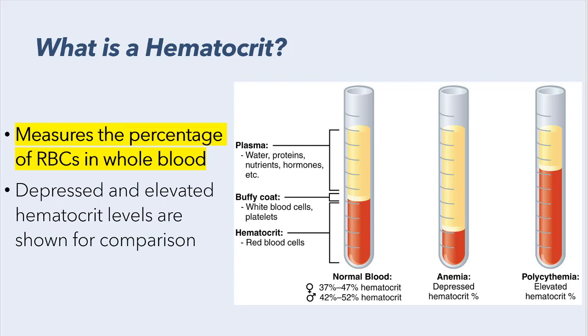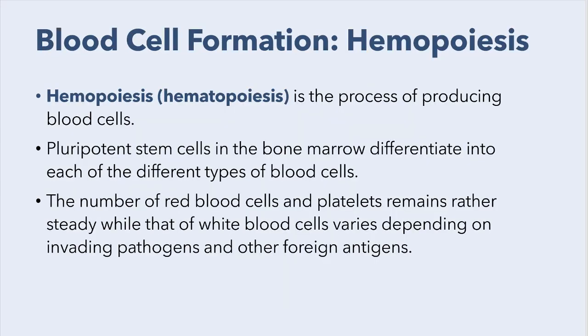We discussed formed elements or these cellular components, but what is their origin? Where are they produced? The site of production for blood cells, all of them, is the red bone marrow. The process that leads to their production is called hemopoiesis or hematopoiesis. The red bone marrow is the primary site for this process, and it's the primary source of blood cells after birth and throughout life.